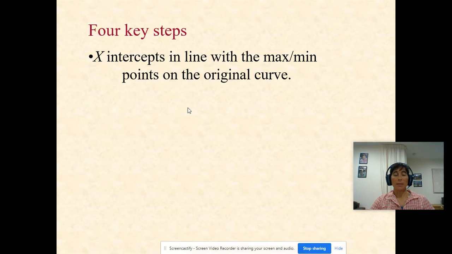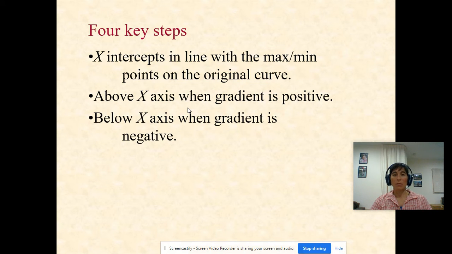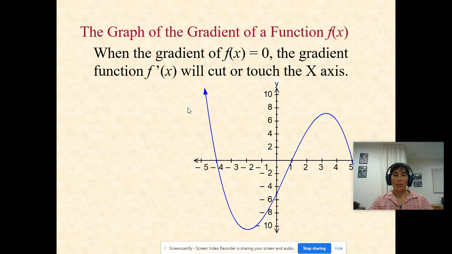So the 4 key steps: the x-intercepts in line with the maximum or minimum points on the original curve. Above the x-axis is when the gradient is positive, below the x-axis when the gradient is negative, and the highest and lowest points in line with the steepest parts of the original curve. And then you just sketch the curve. So the gradient of the graph of a function f of x. When the gradient of f of x is equal to 0, the gradient function f' of x will cut or touch the x-axis.